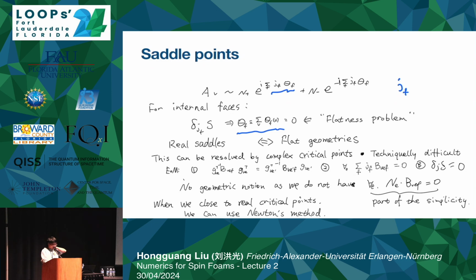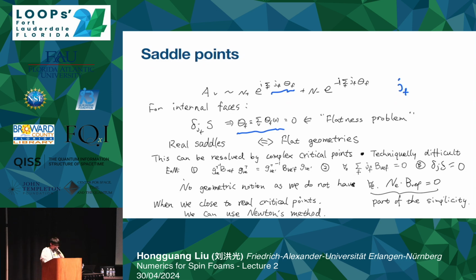This is not what we want, because we know gravity is not flat geometries. Topological field theory is flat geometries. This is long known as the flatness problem. And now we know it's not a problem, because it is resolved by the complex critical points. For the real critical points, we have flat geometries, but we have complex critical points which are very close to the real critical points, and they also contribute to the amplitude. And these complex critical points will give you the curved geometries, which is gravity.